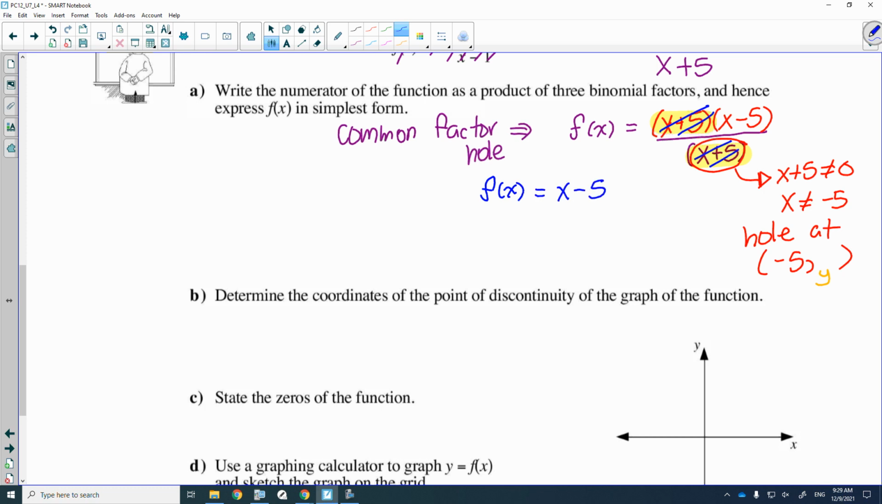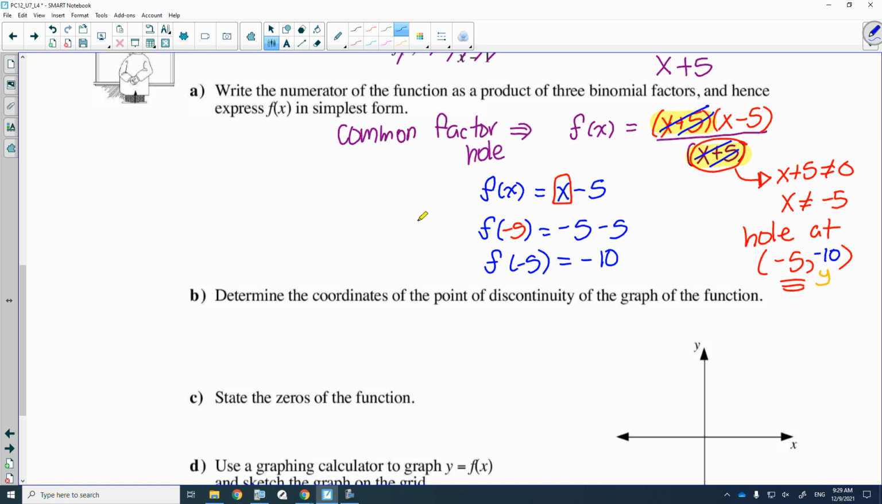And what am I going to calculate? f of what number? Do you know? Negative 5. I need to find what the hole is going to be. What's the y value when x is negative 5? So I'm going to put a negative 5 here and a negative 5 there. f of negative 5 is equal to negative 10. There's going to be a hole in my graph, and the coordinate of the hole is at negative 5, comma negative 10.